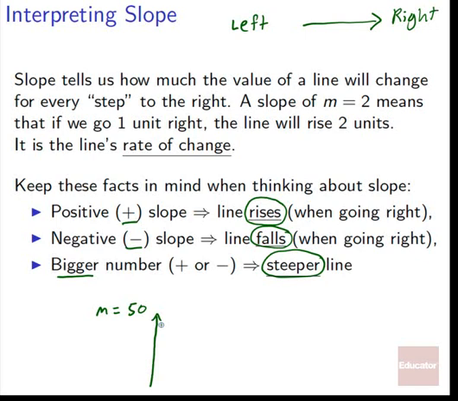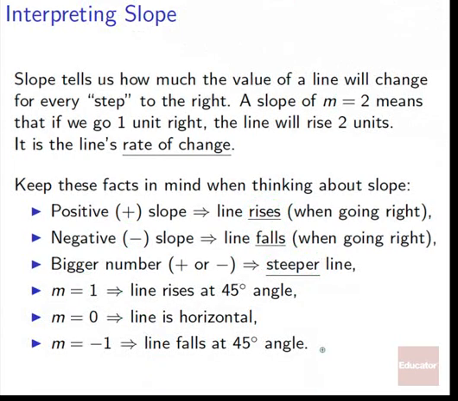Similarly, m equals negative 50 is going to be very similar, but for every step it takes to the right, it takes 50 steps down, so it's super, super duper steep going down, right? So a big number, whether it's a big positive number or a big negative number, is going to imply a steep line. Some specific locations to keep in mind: if m is equal to 1, then our line rises at a 45 degree angle, because for every step to the right, we take one step up, so it means that we've got a nice even-sided triangle, right?